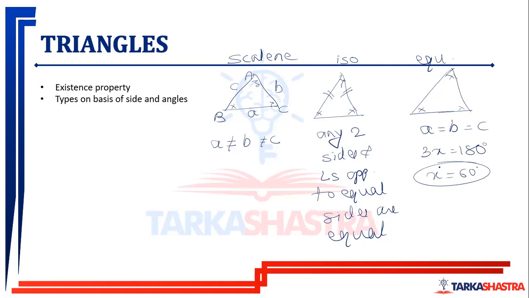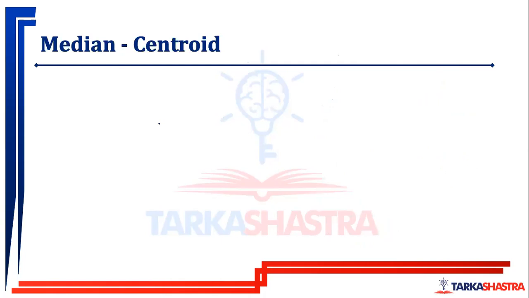Now let us move forward to some other parts of a triangle, कि किसको क्या बोला जाता है और क्या क्या parts of a triangle are existing. So let us begin with median. Median क्या होता है? Median का definition ये होता है that a line segment joining any vertex of a triangle and midpoint of the opposite side.